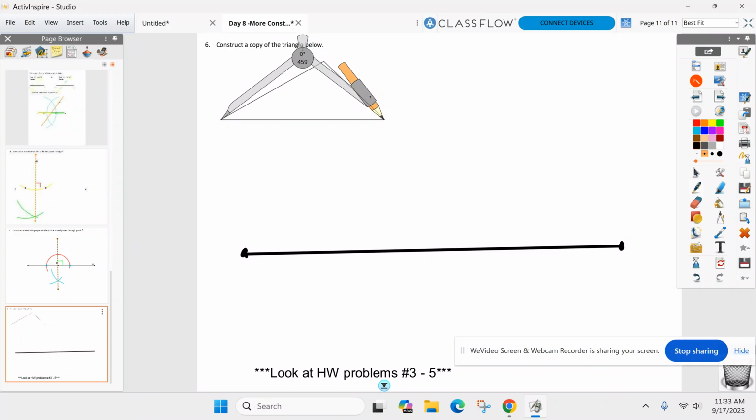Open it up to the length, right? Everyone remembers this from our first construction. And put it on your endpoint, and make an arc through your segment. So you copied one side.